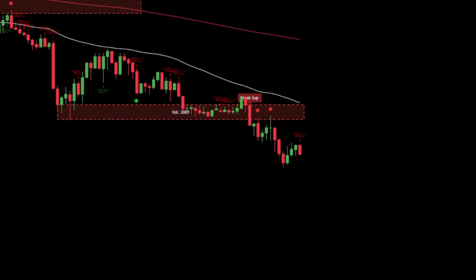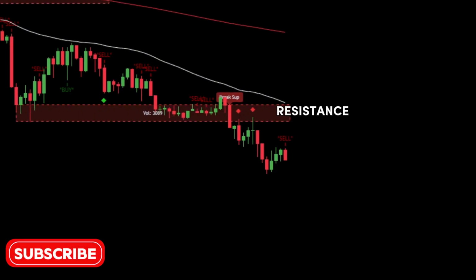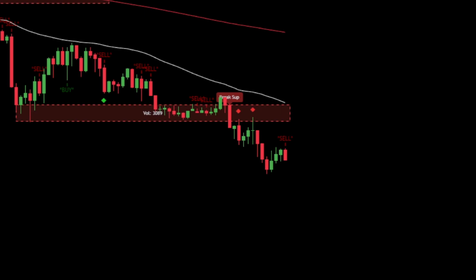How to place a sell order. If the support resistance indicator shows a resistance area, you can wait for the price candlestick to retest the resistance area first. After the retest occurs, wait for a rejection, indicated by the appearance of a red diamond marker. Wait for the FX Sniper indicator to provide a sell signal.